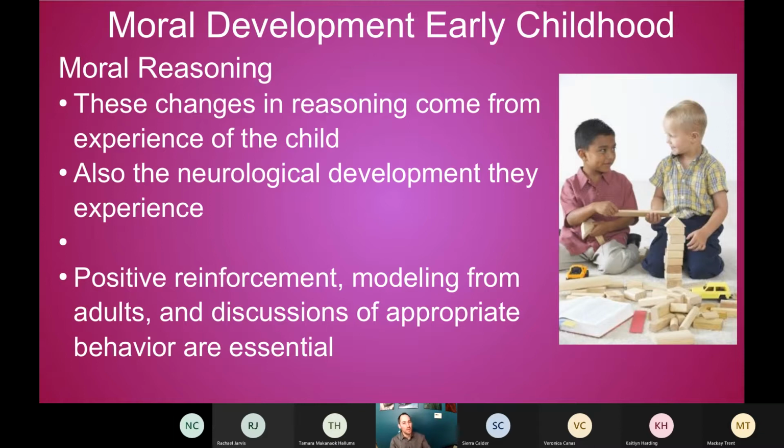So with this, modeling from parents, peers, siblings, models around them will show them how they should behave in any kind of given situation. So discussing and sitting down and actually discussing, well, what is the behavior that's expected here? Why is that expected here? That kind of thing is really useful and important too.